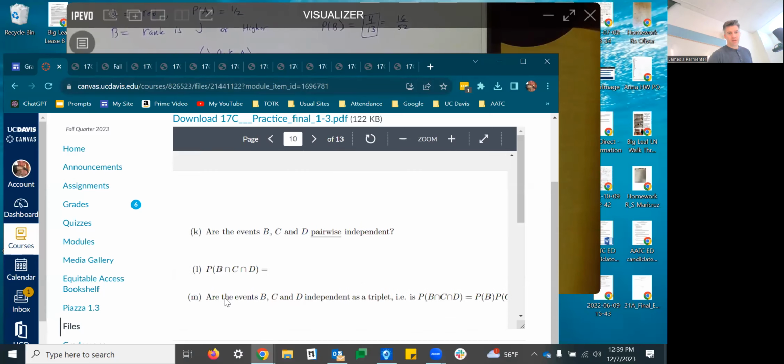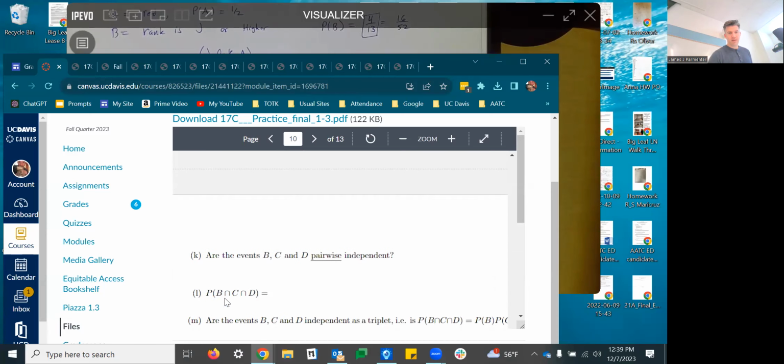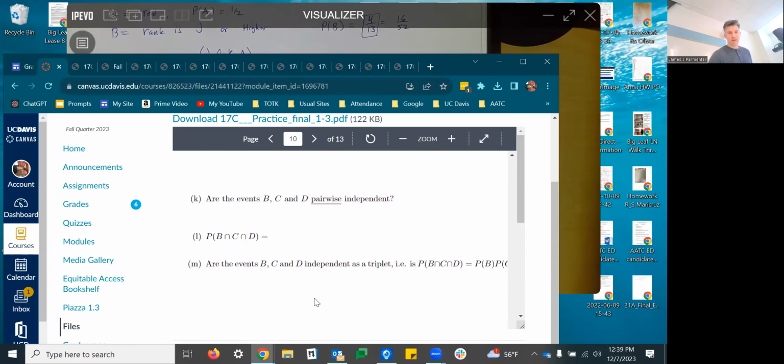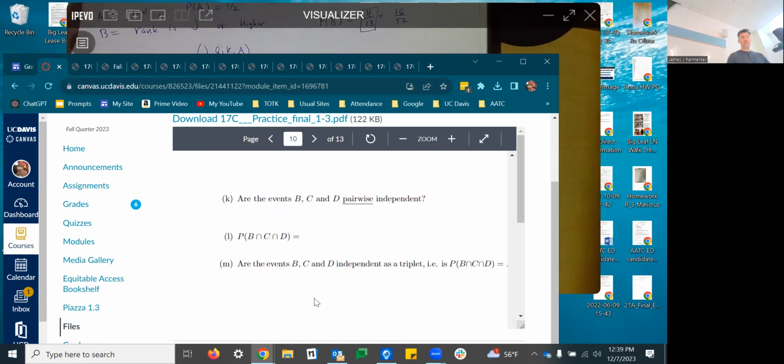So the question here is, are the events B, C, and D pairwise independent? Pairwise independence is not hard to figure out. Let's answer that one first before we try to tackle the other one. But I think she's even telling you what you need to show for the other one.